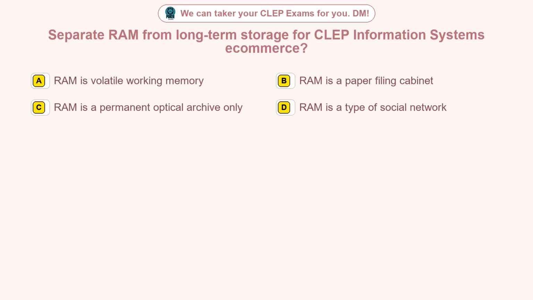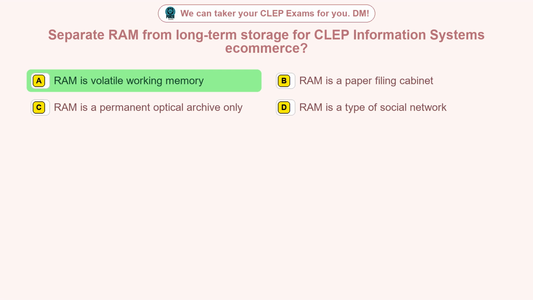Question 52. Separate RAM from long-term storage for CLEP Information Systems Ecommerce. Option A. RAM is volatile working memory. Option B. RAM is a paper filing cabinet. Option C. RAM is a permanent optical archive only. Option D. RAM is a type of social network. The correct answer is option A.